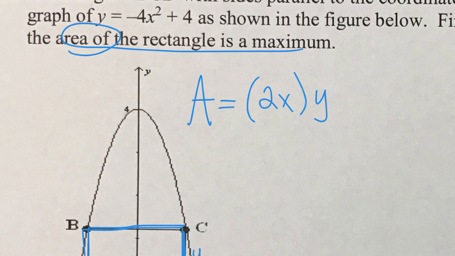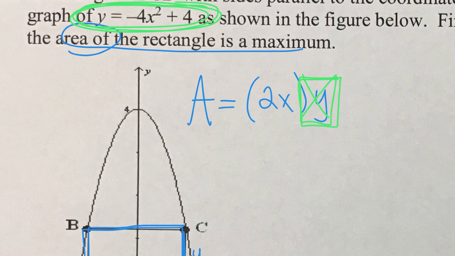And hopefully you all notice that there's an issue here: we have two variables. So we're going to try and eliminate that y because I know an equation that I can put in there instead of y, so that I only have one variable. Sometimes this is the hardest part of this whole process, figuring out what the formula is.